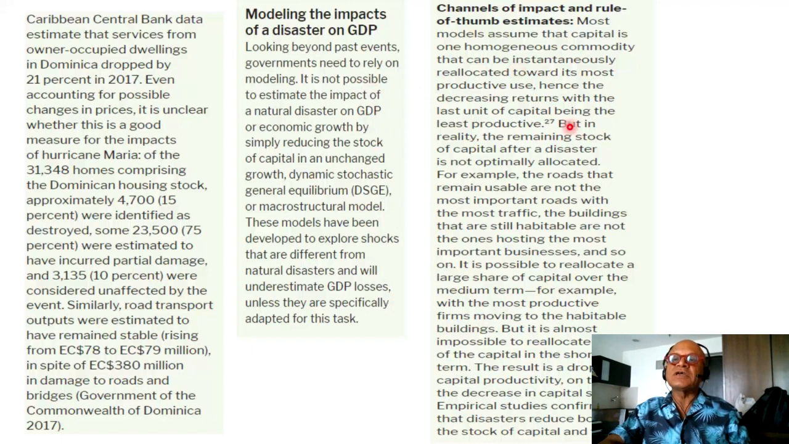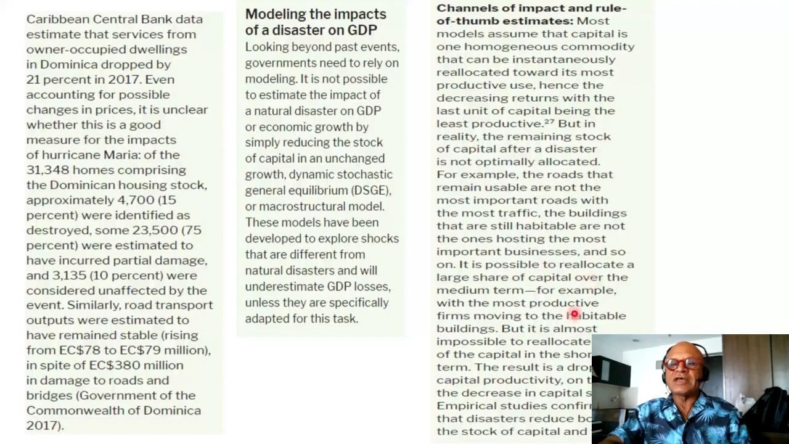Most models assume that capital is one homogeneous commodity that can be instantaneously reallocated towards its most productive use, hence the decreasing returns, with the last unit of capital being the least productive. This is a simplistic economic expectation, but in reality the remaining stock of capital after a disaster is not optimally allocated. For example, the roads that remain usable are not the most important roads with the most traffic. The buildings that are still habitable are not the ones hosting the most important businesses, and so on.